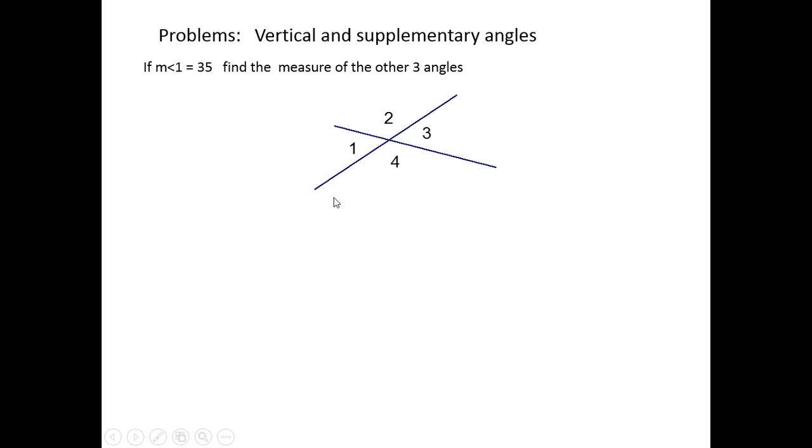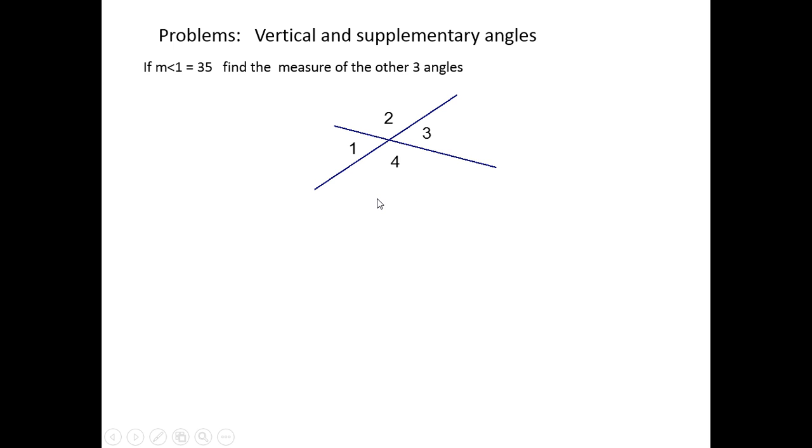I'm going to look at a few examples. Here we have a couple things going on. We have both supplementary and vertical angles. Whenever you see two angles that are adjacent and their opposing rays form a straight line, we can safely assume that they are supplementary. So we have supplementary angles with 1 and 2, 2 and 3, 3 and 4, and 4 and 1, and we have verticals with 1 and 3, and 2 and 4.